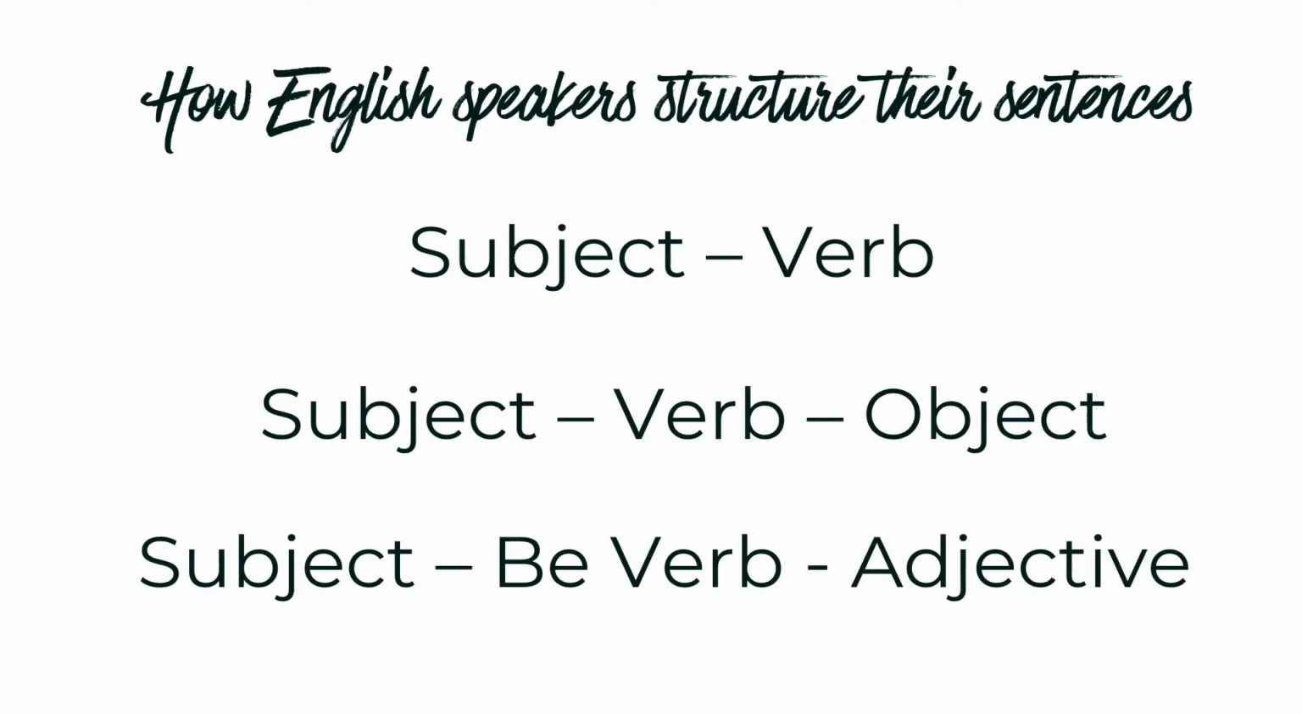Finally, based on the examples that we had a while ago, there are 3 ways how English speakers structure basic sentences. So we have the subject verb, as is the case for I ate or I slept. We also have subject, verb, and object. And our example for that is I ate an apple, with an apple being our object. And lastly, we have subject, be verb, and adjective. And the example is I am smart.